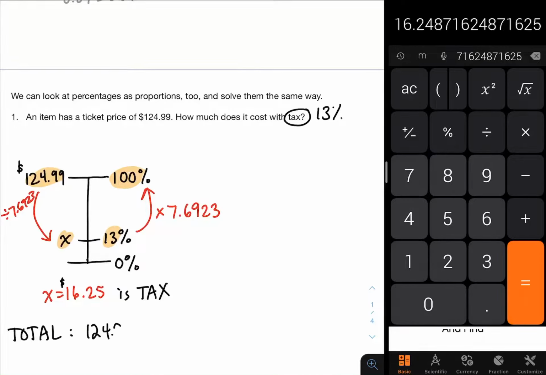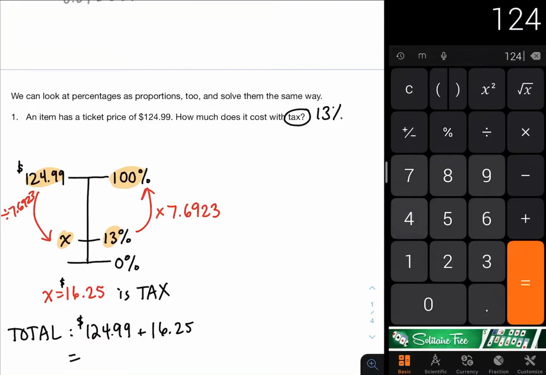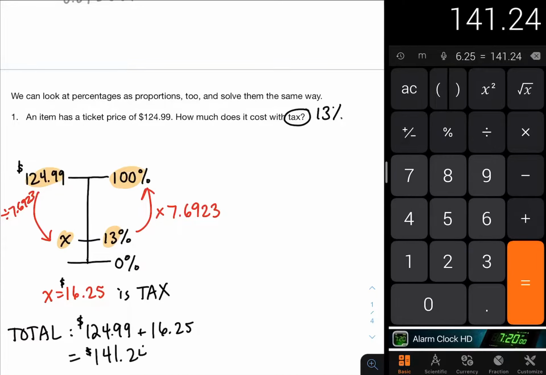So $124.99 is the ticket price. Then I'll add $16.25 in tax. And I get $141.24. So my problem is done now. This is my final answer. This is the total price with the tax.